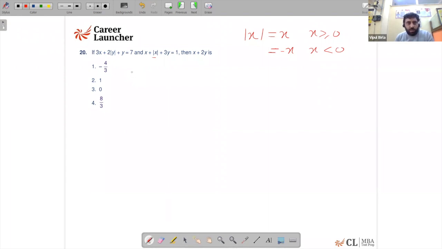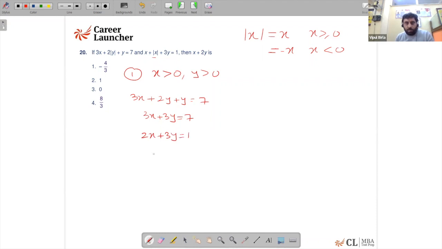Now the first case will be when both x and y are greater than 0. So if both are positive, mod will open as such. So the first equation will become 3x plus 2y plus y, which is equal to 7. So that means 3x plus 3y is equal to 7. And the other is x plus x, that is 2x plus 3y is equal to 1.